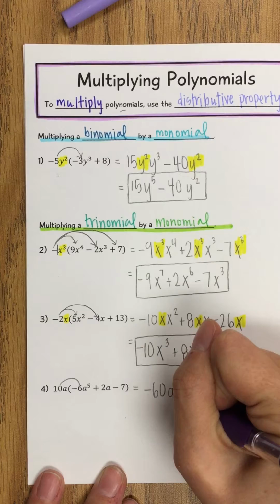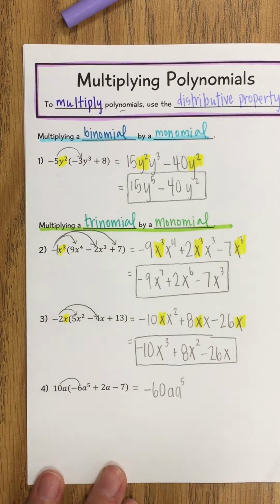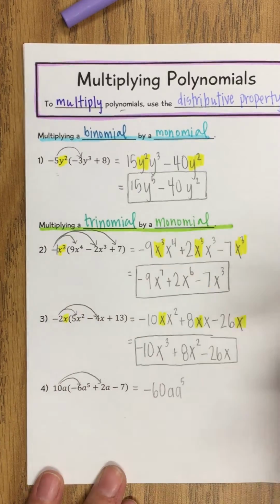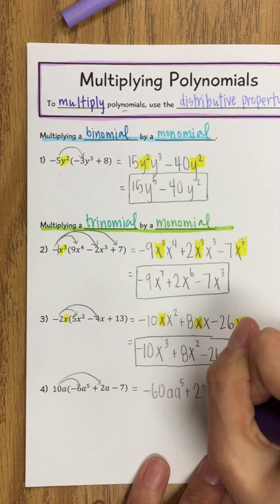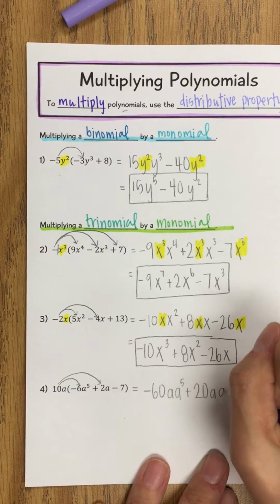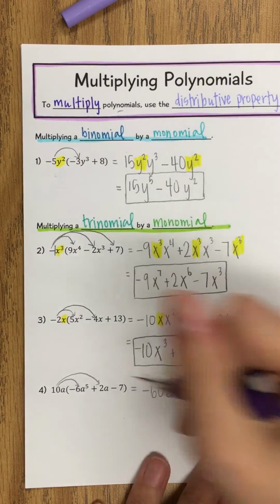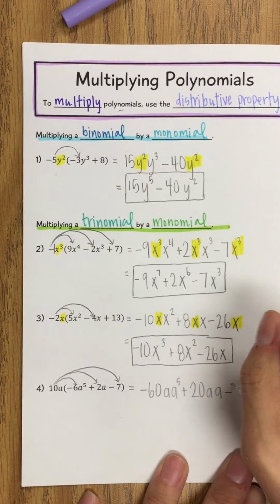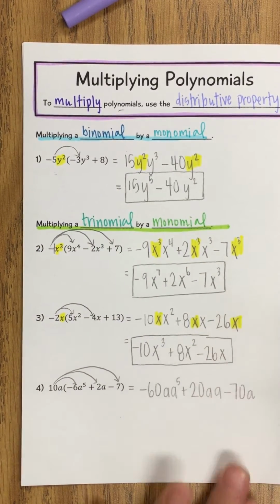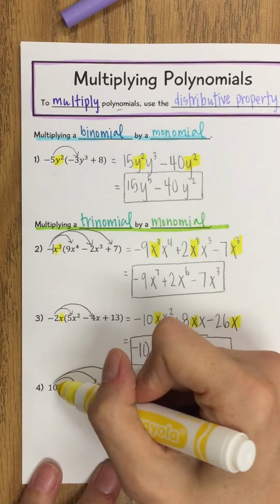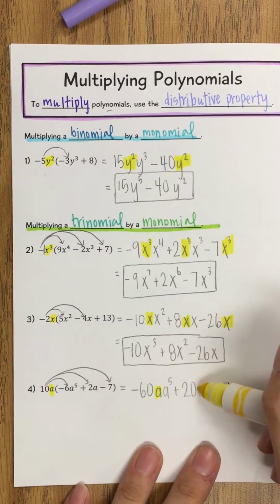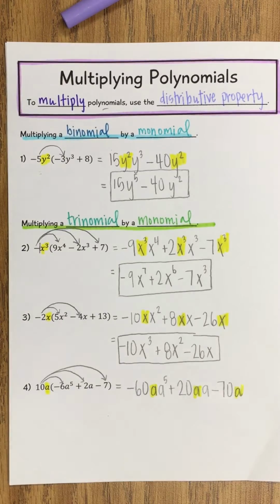I have an a and an a to the 5th. Then I have a +10 times a +2. That's going to go to 20. I have an a and another a. And then last up, I have a +10 times a -7. That's going to be a -70 and just that one a. So once again, I'm going to highlight this a is now reflected in the product here, here, and here.